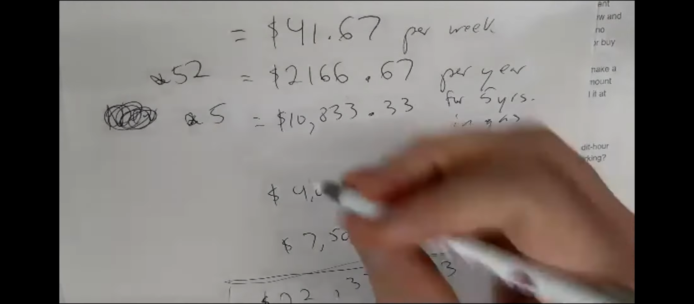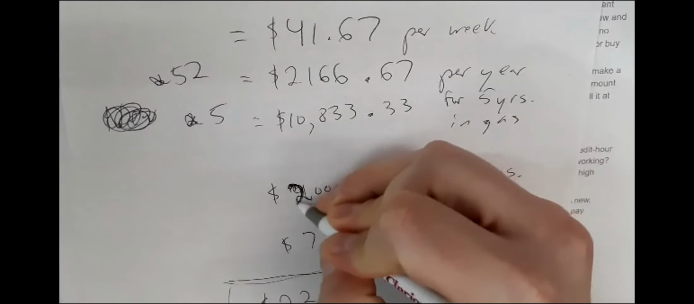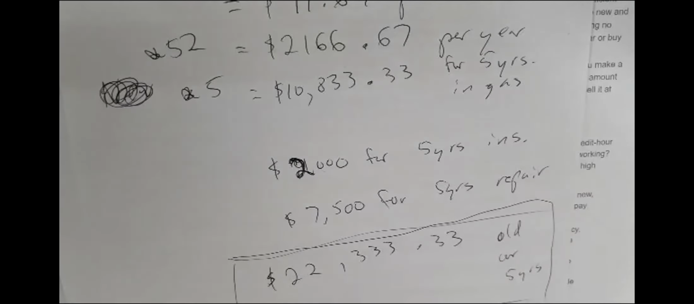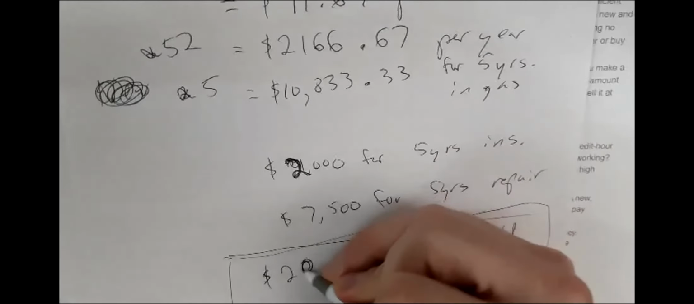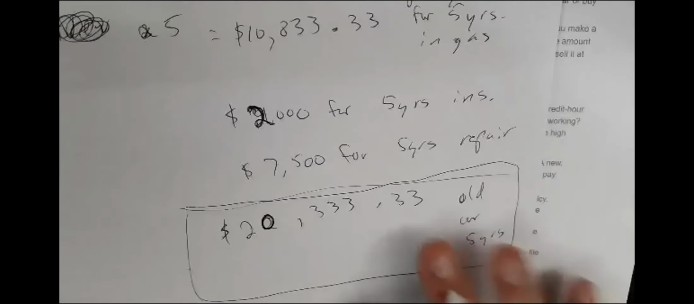So this is 2000. That's why my numbers aren't matching what they say in the back of the book. Sorry about that. Okay, so that's what I got. 2,000 for 5 years insurance. Yep, that's it. Sorry, I flipped them. This one should be the 2000, which makes this 20,033. And this one should be the 4,000.